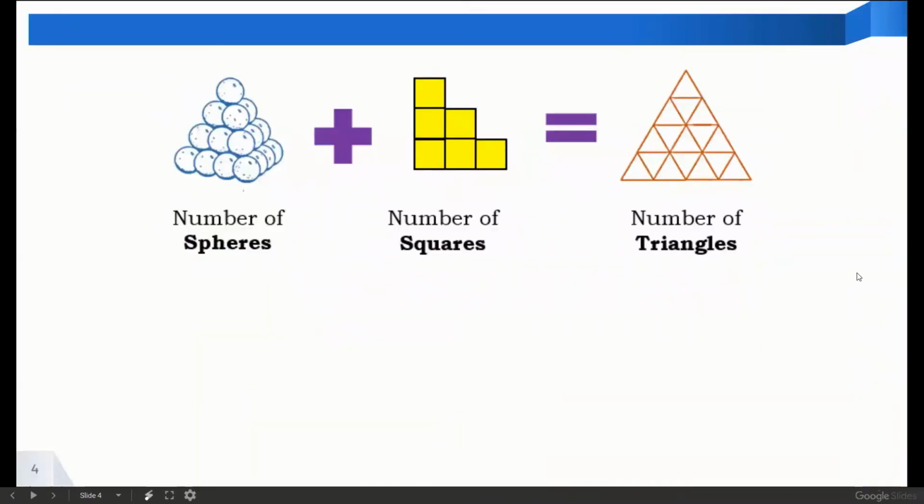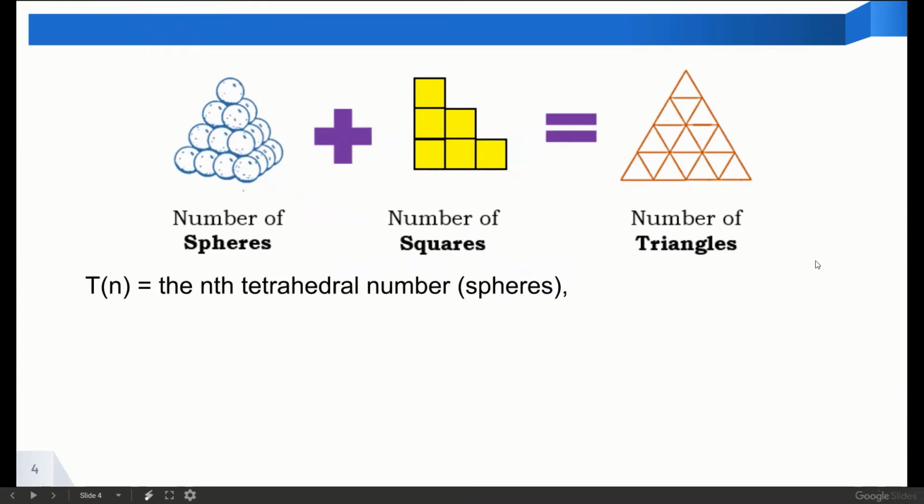So I'm going to define three functions so we can keep track of the three counting problems. First of all, the tetrahedral numbers are the stacked up oranges or cannonballs here. We're going to use T of n for that. Sometimes T of n is used for the triangular numbers, but I wanted to just use a single letter, so I'm using T of n for the nth tetrahedral number.